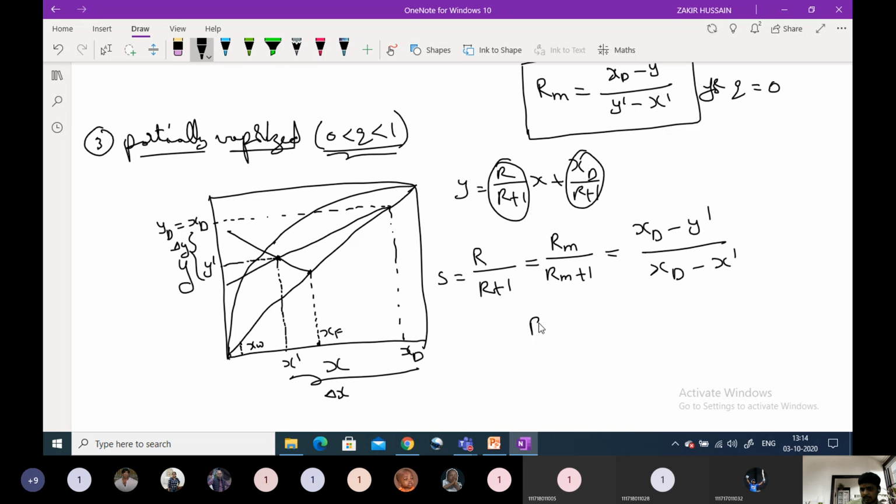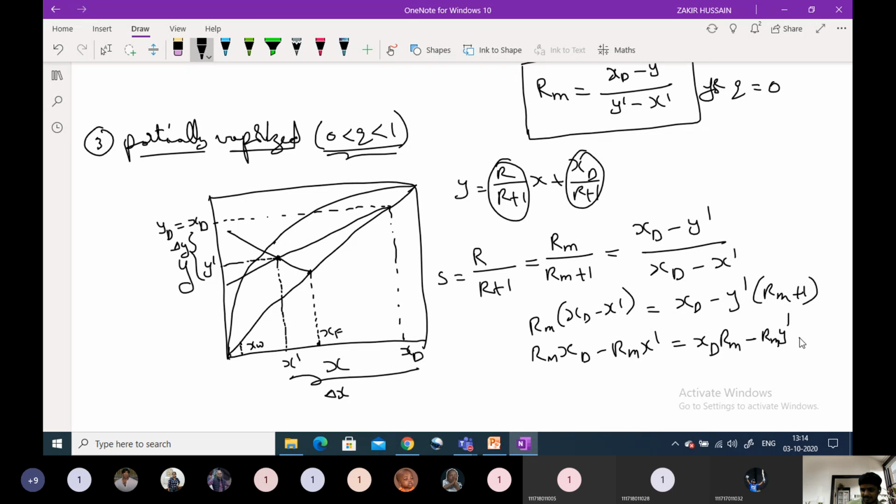So now we have to just expand this one. Rm into xd minus x dash is equal to xd minus y dash into Rm plus 1. Then Rm into xd minus Rm into x dash is equal to xd into Rm, then minus Rm into y dash plus xd minus y dash. So xd Rm will be cancelled out. What is left is minus Rm into x dash, and this will come to this side, so plus Rm into y dash is equal to xd minus y dash.